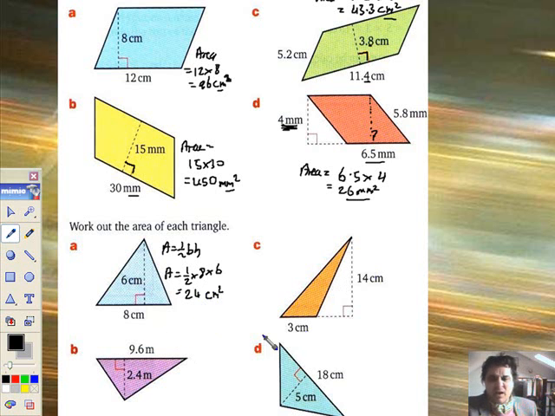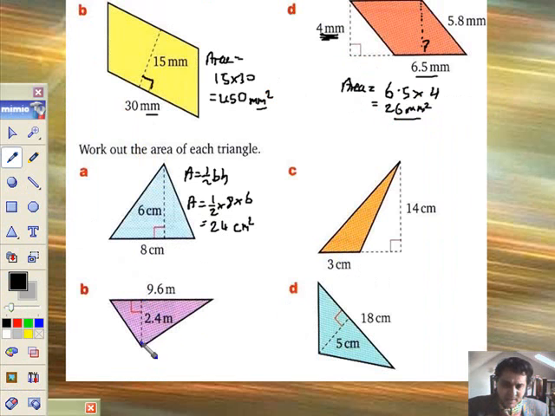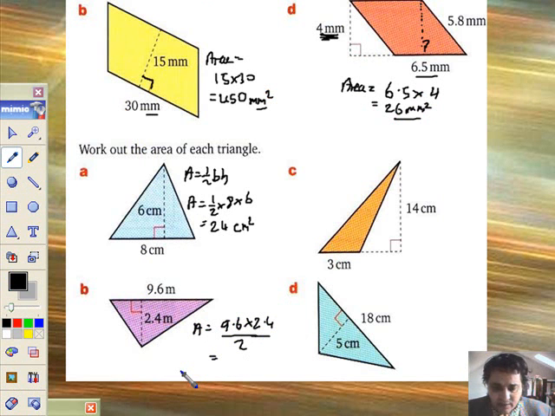Alright? If you don't like that, do it this way. There's the base and there's the height, even though the sandwich has been flipped upside down. So what? You still do it. Area is going to be the base times the height, and then divide by 2. Do it that way if you don't like halves. Now I need a calculator. 9.6 times 2.4, press the equals, now divide by 2. We've got ourselves 11.5. Let's have the 5.2 there, and that's in meters squared.